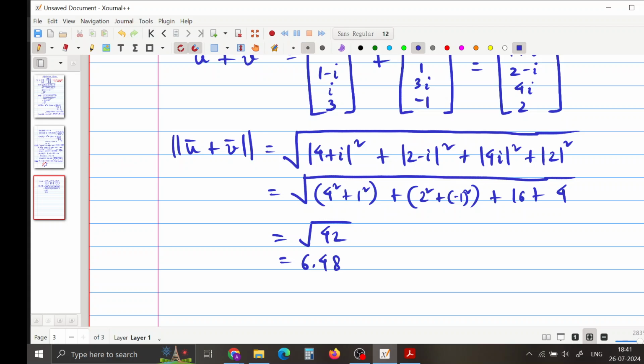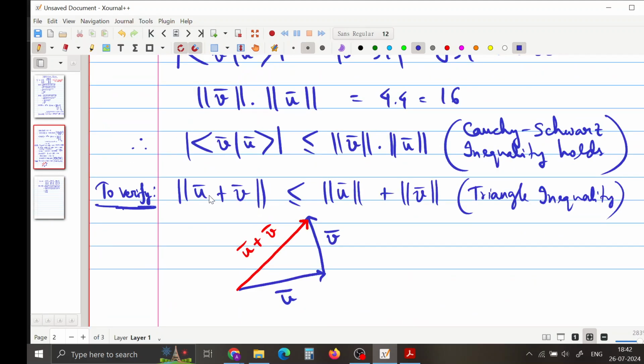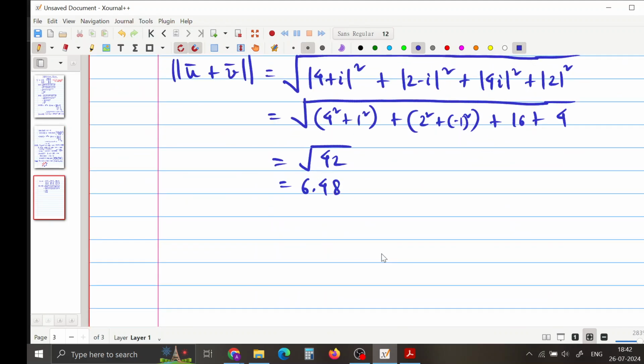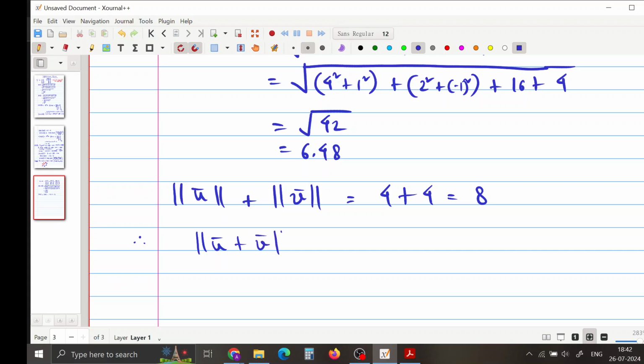And for the triangle inequality, the statement is this, right? So we have computed the LHS of the inequality. Now we have to check the RHS, which is the sum of the norms. So the sum of the norms is the norm of u plus the norm of v. We have calculated these two norms before, both are 4, so it is 8. And clearly the triangle inequality is satisfied in this case.